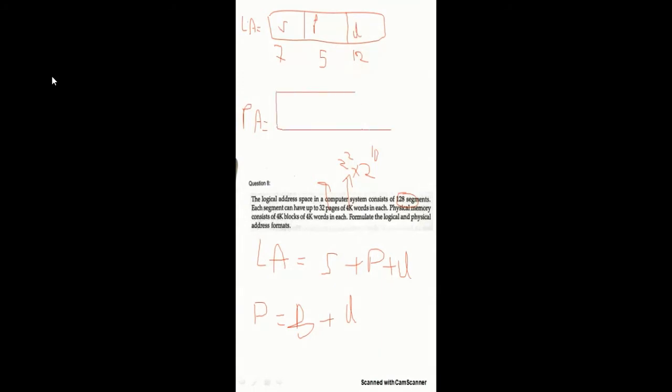And if you go for the physical address, you have only block number and D. See, D is the same. So both of them, this D and this D, are the same. So I write just this is 12. Okay. Now let us find out what is B.